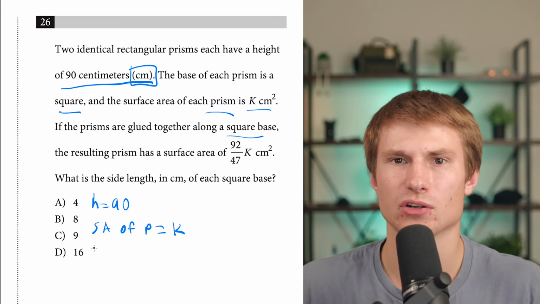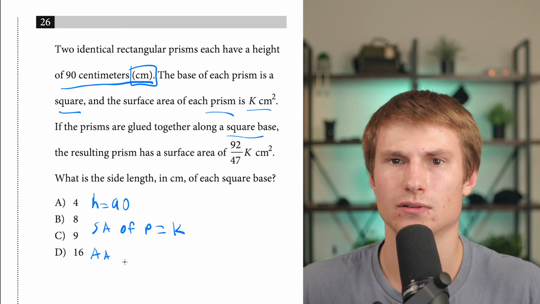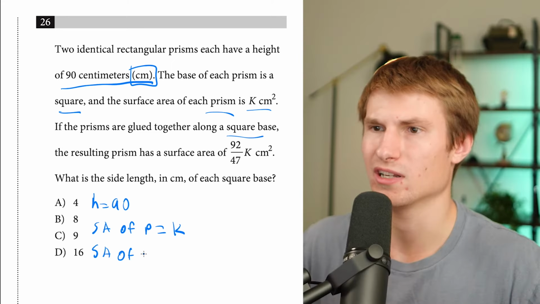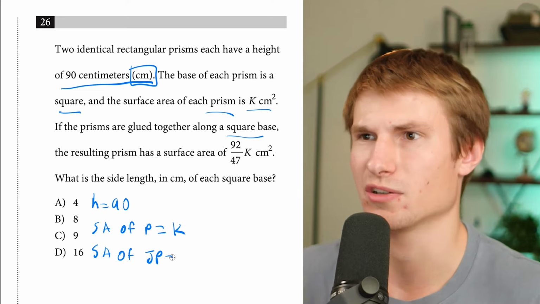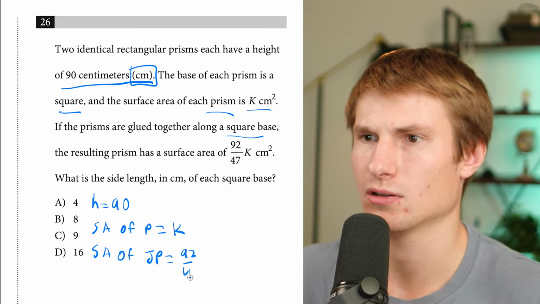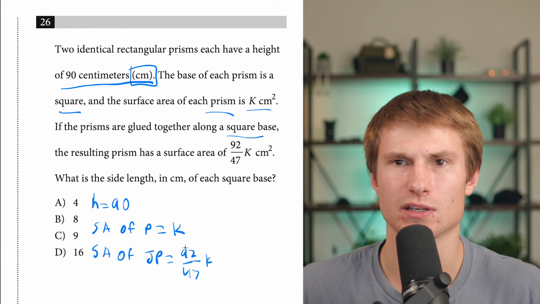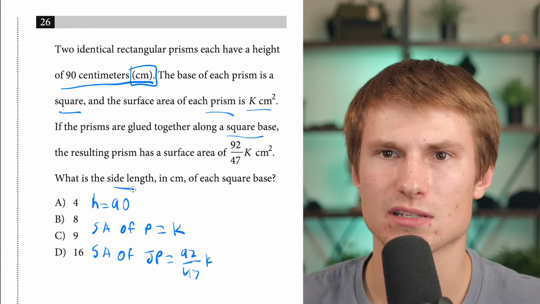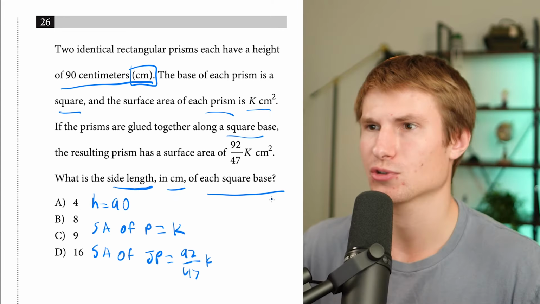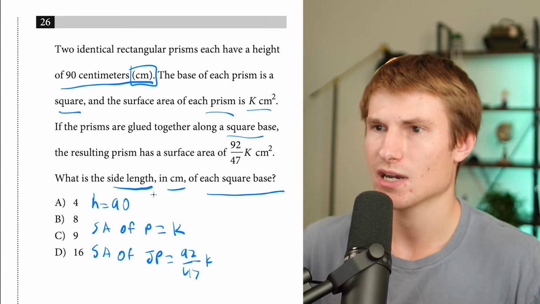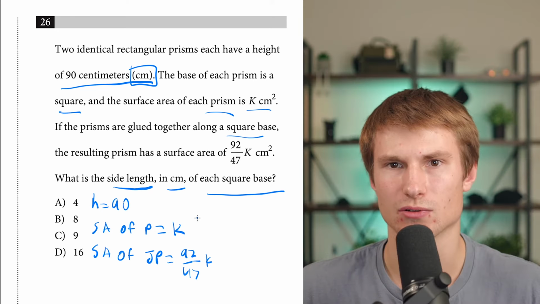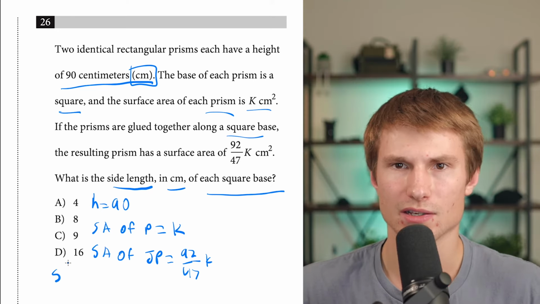And then we have surface area of, I'll do surface area of joined prism. So I'll call that JP for joined prism is 92/47 K, which I see is just slightly smaller than 2K if we were to just have them separate. All right, so we've got: what is the side length in centimeters of each square base? So we need to solve for the side length in centimeters of each square base, which means we need to get this stuff in terms of side length. So in other words, we need to solve for S.